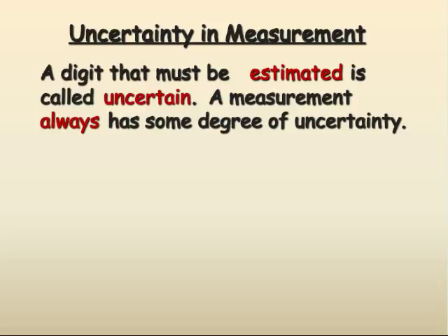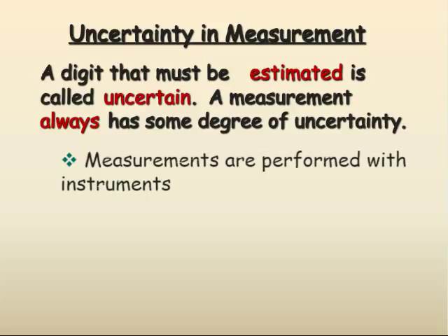Moving on to uncertainty in measurement. A digit that must be estimated is called uncertain. If you don't know it for sure, with absolute certainty, it is uncertain. It has a degree of uncertainty.